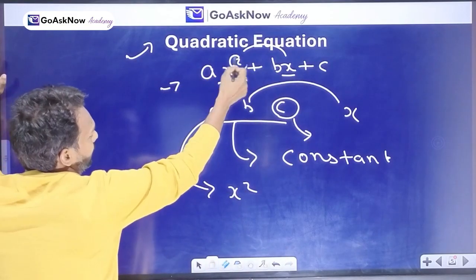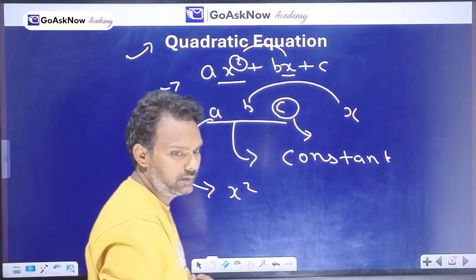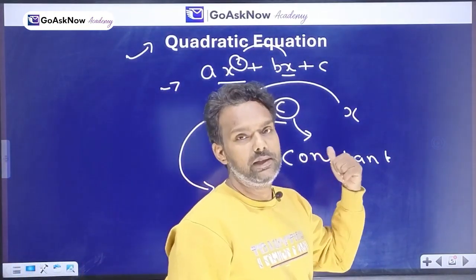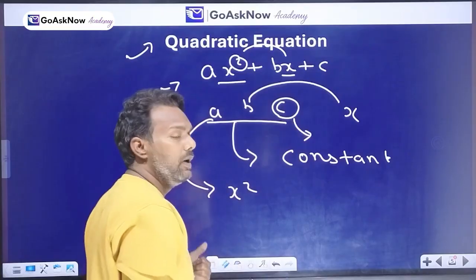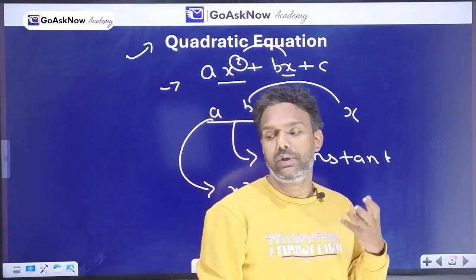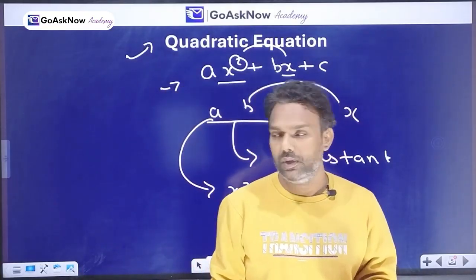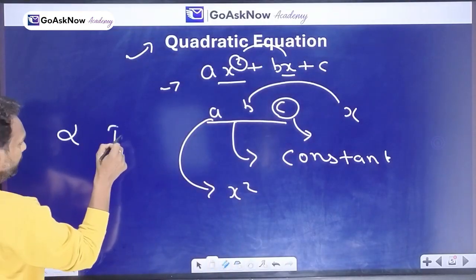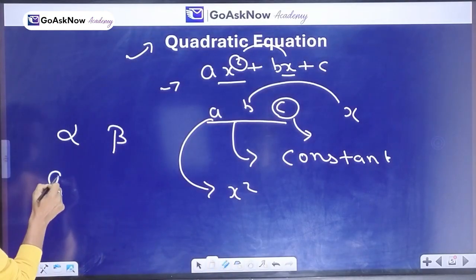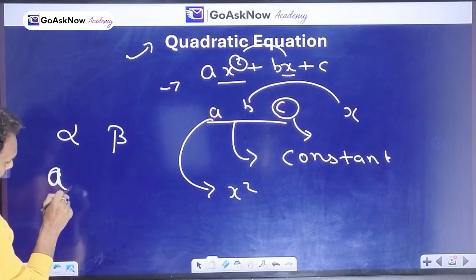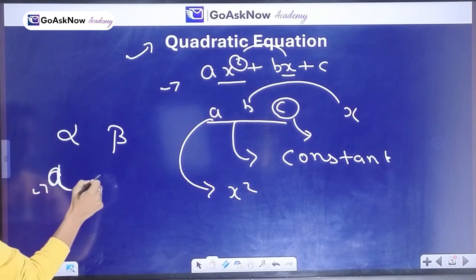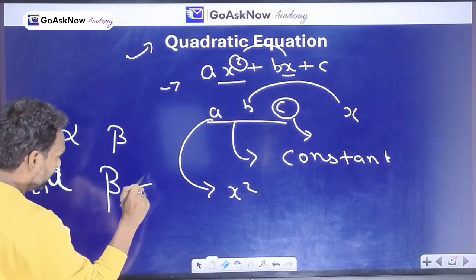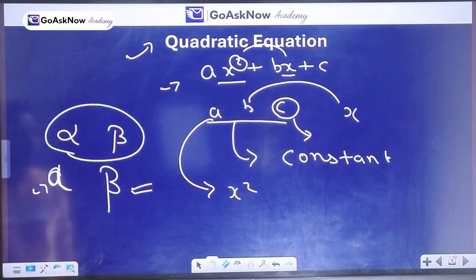Since this has degree 2, a quadratic equation is of degree 2. Therefore, the maximum number of roots that we are going to get is 2. Okay, and we name them as alpha and beta. Alpha is written just like this, and beta you can write in bold. These are Greek letters, and we call them alpha and beta.